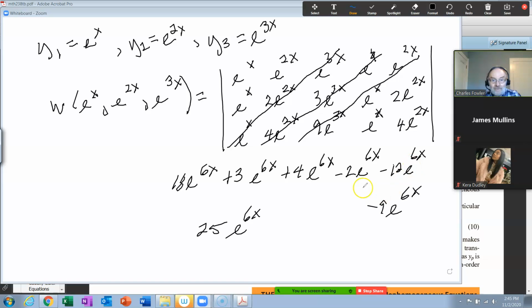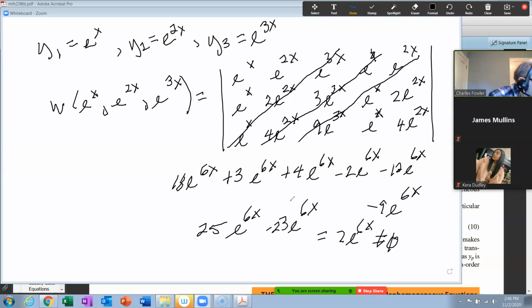Our negatives here are 21 minus 2 are minus 23 e to the 6x, and this comes out being 2 e to the 6x, which is not equal to 0. Therefore, these are linearly independent. Okay. Yeah, 2e to the 6x. I couldn't see where their answer was, but there it is.